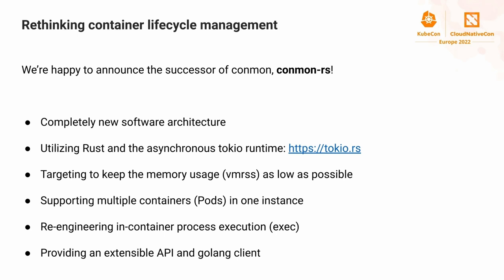conmon-rs contains a completely new software architecture. For example, we can utilize the programming language Rust and also the asynchronous Tokio runtime to rethink what we have done in the past. Besides that, we can also target the lowest memory usage possible. We can support having multiple containers, like pods, in one instance of conmon, and we can re-engineer the in-container process execution. Besides that, we can provide an extensible API and the Golang client out of the box to be used from container runtimes like CRI-O or Podman.